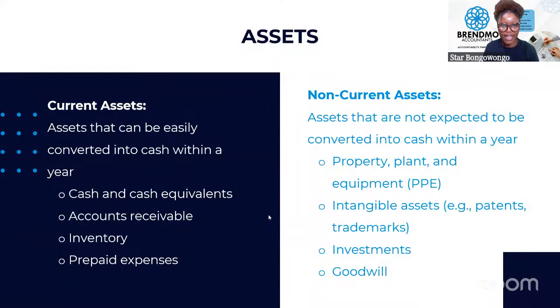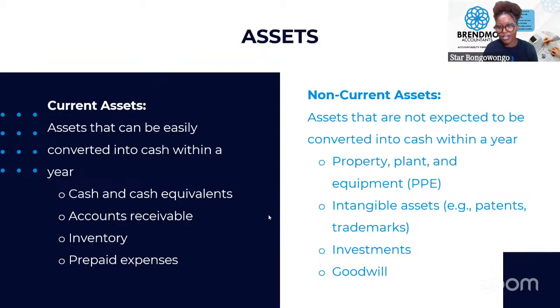Okay, and then in terms of the assets, we've got a classification of assets. They can either be recorded under current assets or non-current assets. I'm going to start with non-current assets. What non-current assets record are the assets that are not expected to be converted into cash within a year. So these are assets that are not going to be easily convertible into cash, or you're not anticipating to sell them within the upcoming year.